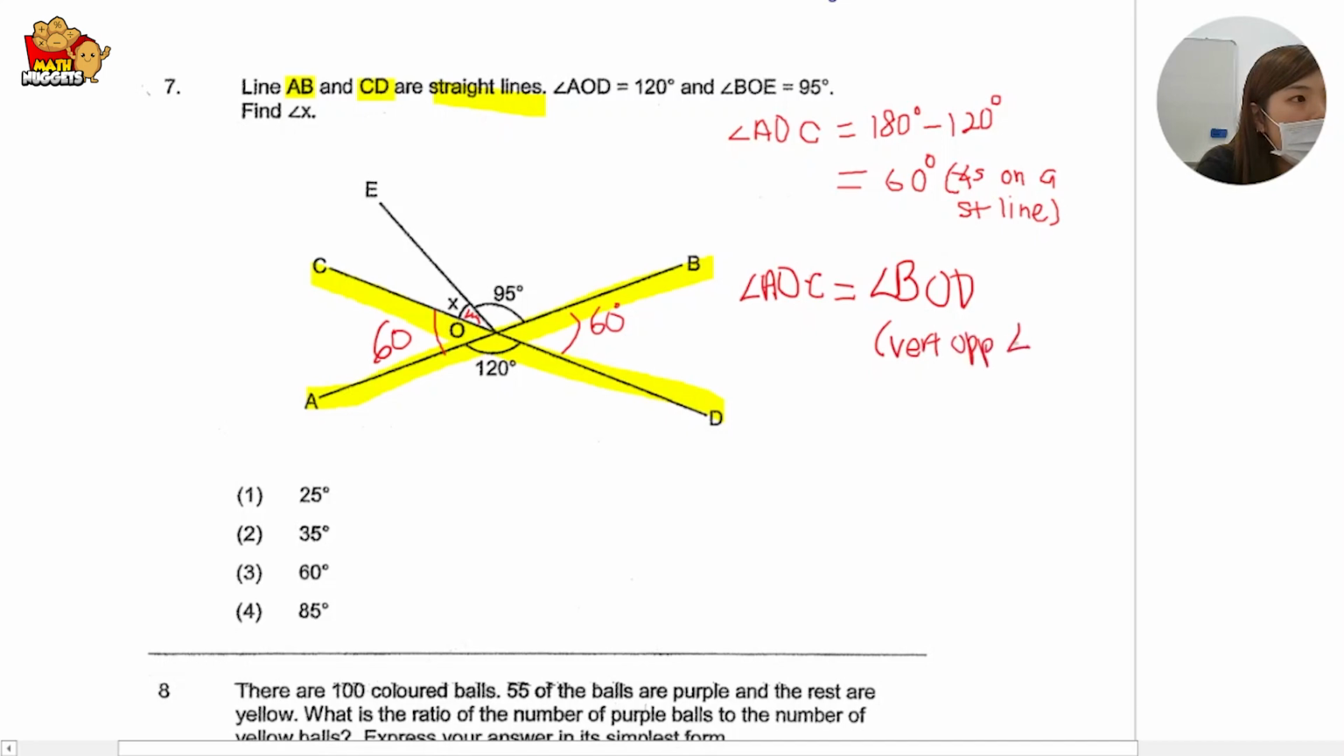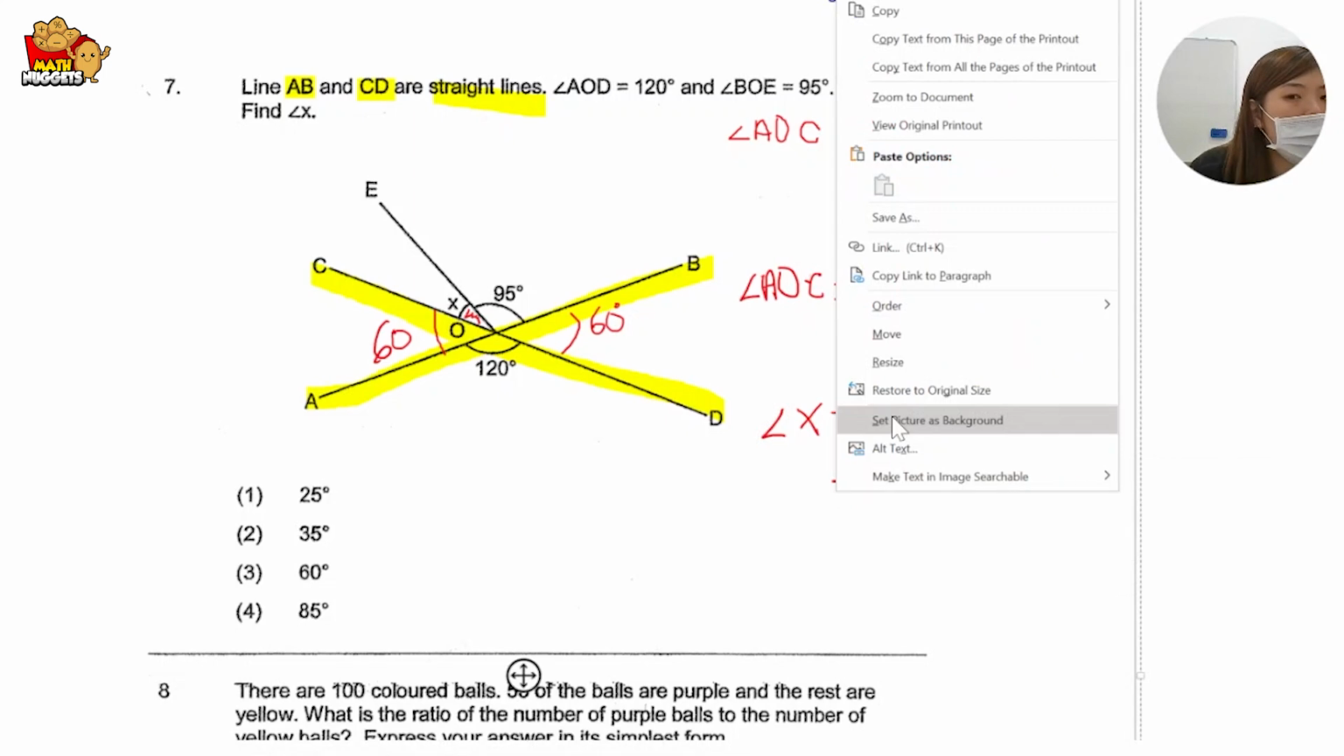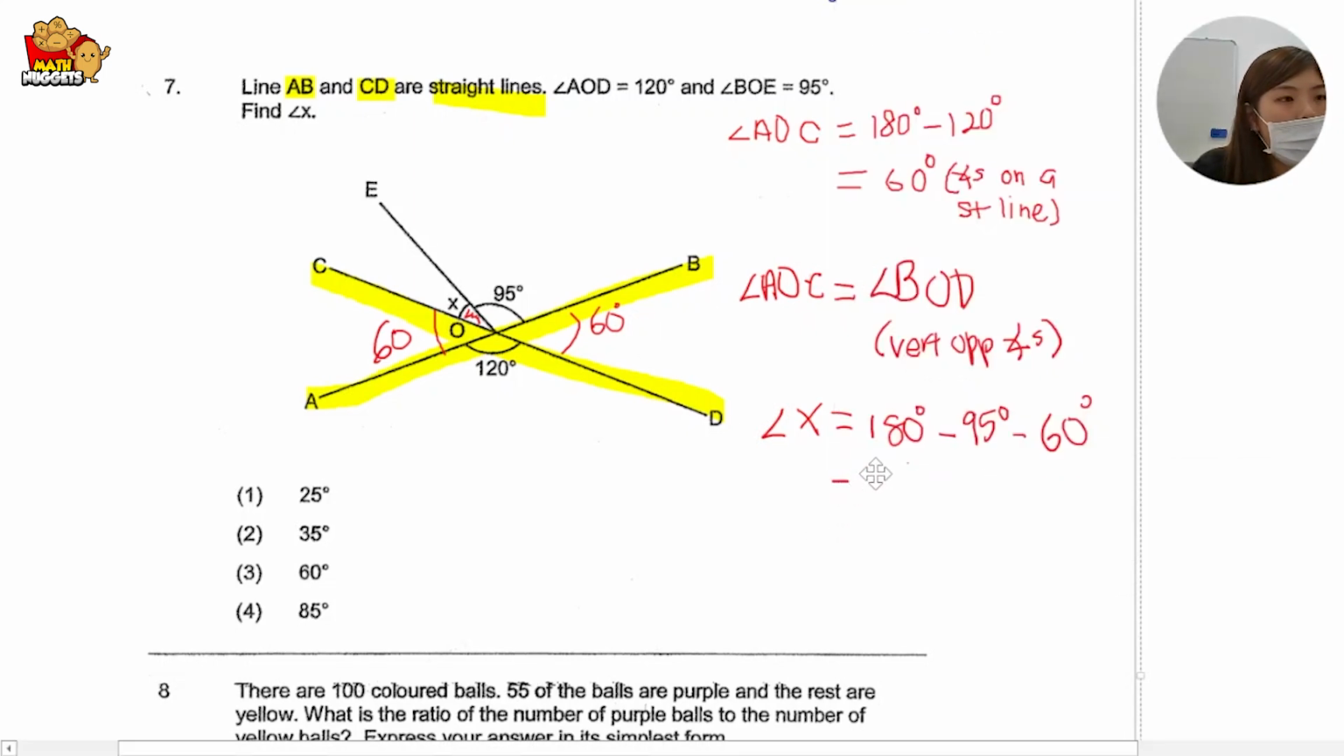Vertically opposite angles. Okay, and then to find angle X, again using the same properties of angles on a straight line, we can find angle X. So angle X is basically 180 degrees minus 95 minus 60 degrees, and this gives us 25 degrees.